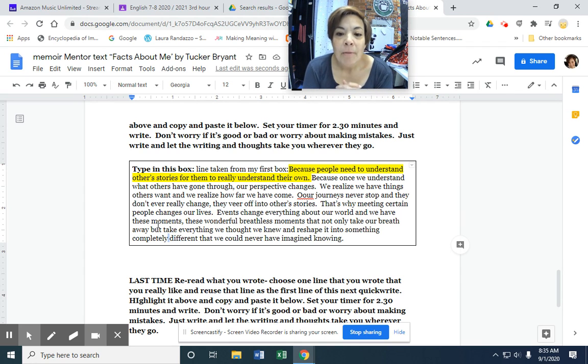Because people need to understand other stories for them really to understand their own. Because once we understand what others have gone through, our perspective changes. We realize we have things that others want, and that we realize how far we have come. Our journeys never stop, and they don't ever really change. They veer off into other stories, and that's why meeting certain people changes our lives. Events change everything about our world, and we have these moments, these wonderful breathless moments, that not only take our breath away, but take away everything we thought we knew and reshape it into something completely different that we could never have imagined knowing.